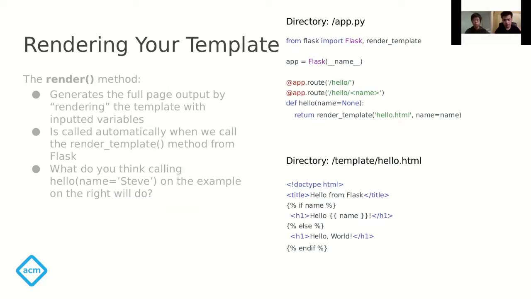Now we're going to get into the render template method and how it's done. Basically, the render template method generates the full page output by rendering the template with input variables. The render method is called automatically when we call the render template method from Flask. So what do you think will print if you replace the name right here with Steve?